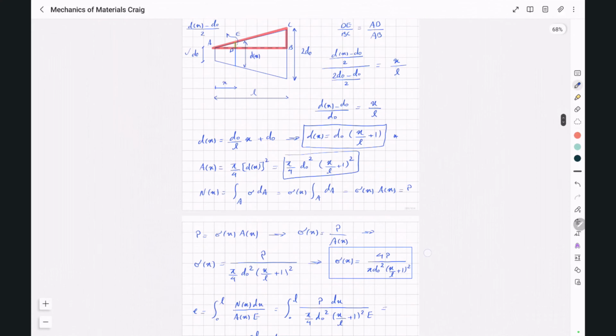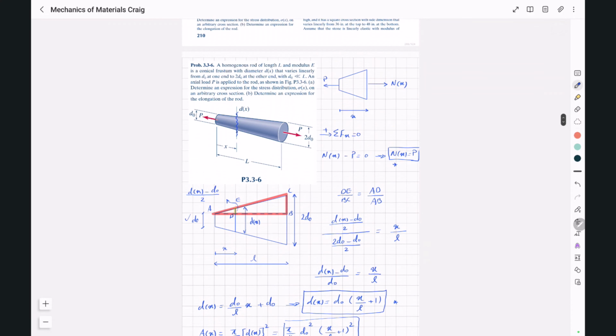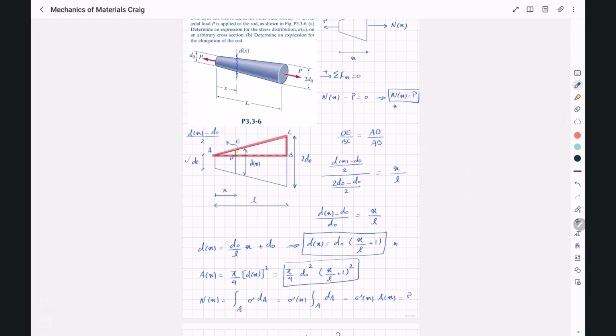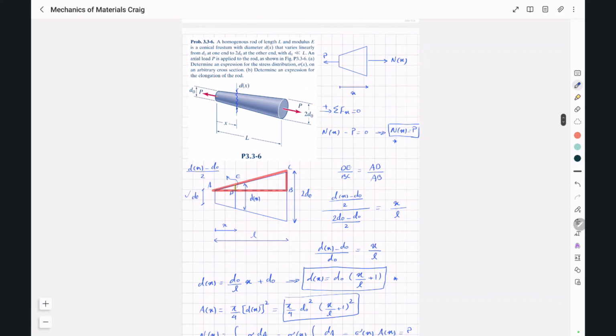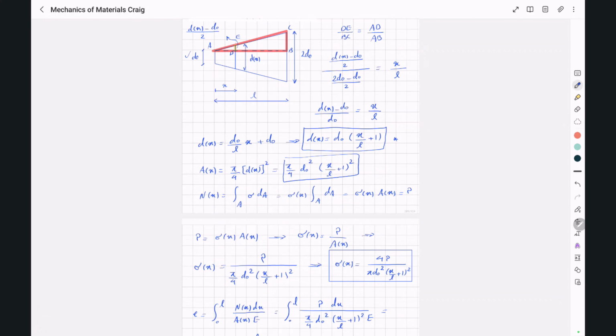That's it. So in part A of the question, we first determined an expression for the resultant force at an arbitrary distance x from the beginning of the bar. We then determined an expression for the diameter of the cross section at that same distance, which can be seen here. And then we wrote an expression for the area of that cross section. And based on the force and the area, we wrote an expression for the axial stress at an arbitrary cross section. So that was part A of the question.